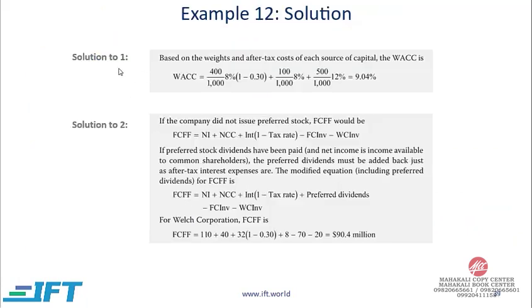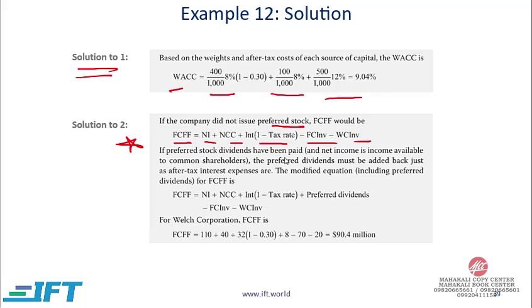In this particular example, you are first asked to calculate WACC, which is extremely straightforward. You've seen this at level 1 in cost of capital and then again at level 2. So you can take the weighted average cost of capital based on the information provided. Then this is actually the part that is important. If the company did not issue preferred stock, then FCFF would be essentially the relationship that we've been talking about.